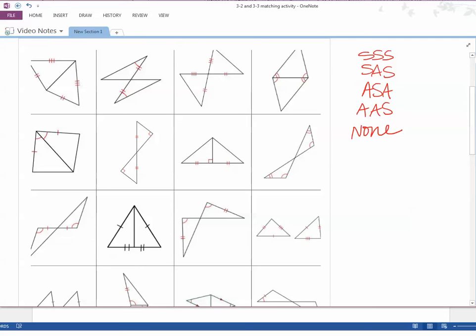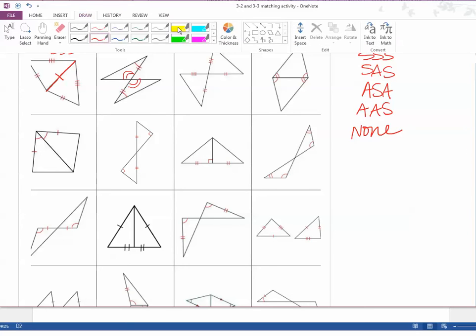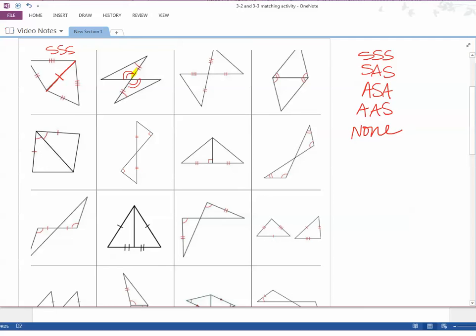So the first one, we have a reflexive side here, and so we have a pair of sides, a pair of sides, a pair of sides. This is side, side, side. Okay, we've got a pair of vertical angles here, and so the side that we have here is connecting the angles, and so that definitely is going to make this into angle, side, angle, because the side is in between the two angles. All right, we got vertical angles here. This is side, angle, side.